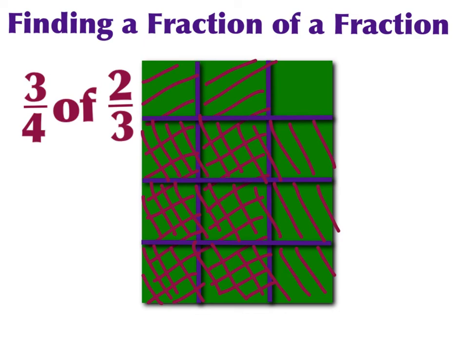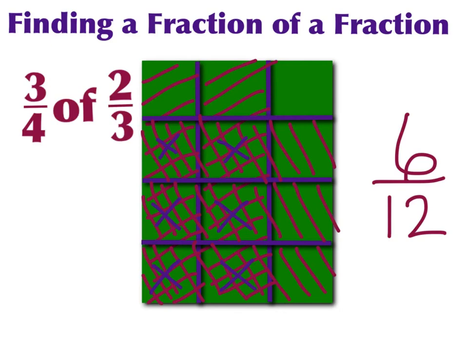You will notice that some of my boxes have been shaded twice. Those boxes are these ones. 1, 2, 3, 4, 5, 6. In total, there are 1, 2, 3, 4, 5, 6, 7, 8, 9, 10, 11, 12 sections in this rectangle. This is going to become my denominator. Because I have double shaded 1, 2, 3, 4, 5, 6 of those sections, 6 is going to become my numerator. So 3/4 of 2/3 is 6/12.